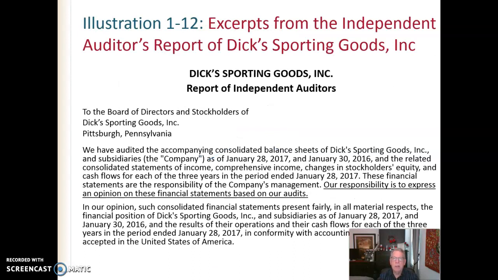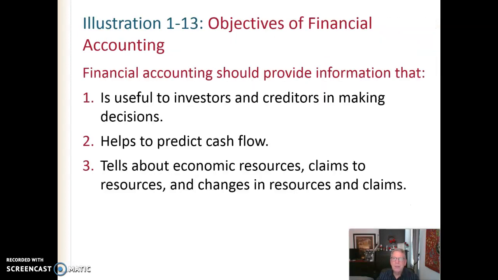All right, here is an example of Dick's Sporting Goods. And Dick's Sporting Goods, as you see here, you can read this on your own, but here you can see it presents fairly in all material respects. That's what this outside auditor has concluded. And this is the letter. Once you go through this whole rigmarole of getting your annual outside audit done, this is what you get, a letter that says all is well. Okay, sound good?